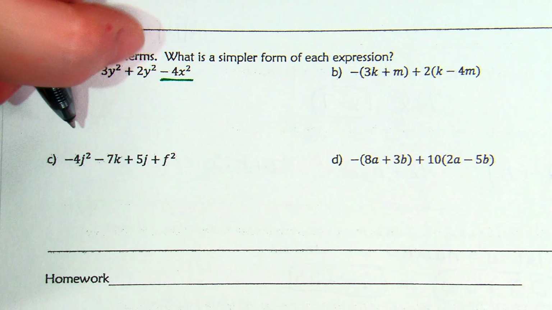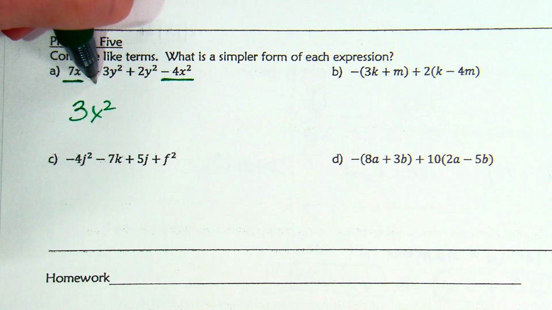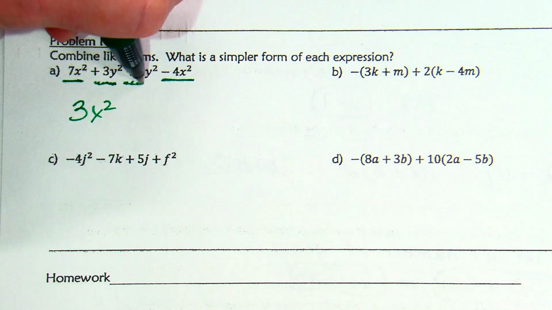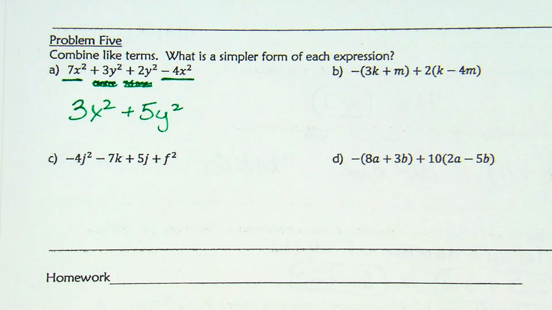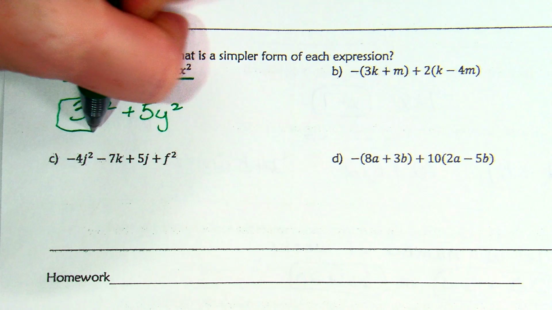Okay, B is a little different. Thoughts on where I should start on B? Probably with the parentheses. 3K plus all the parentheses. I mean, the key is what am I doing with those parentheses here? You're going to distribute. Remember that distributive property we reviewed yesterday? So the obvious is that the 2 is going to have to distribute.